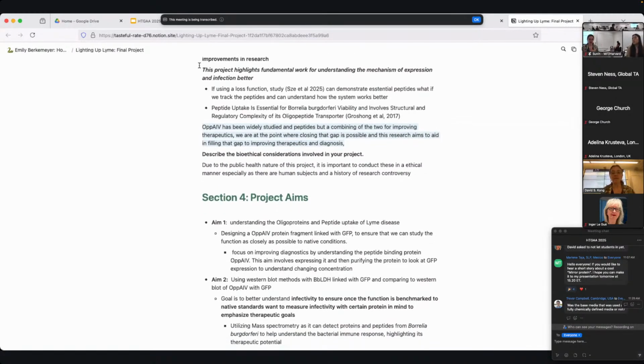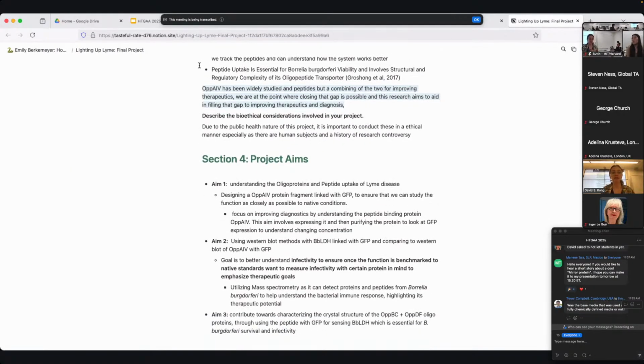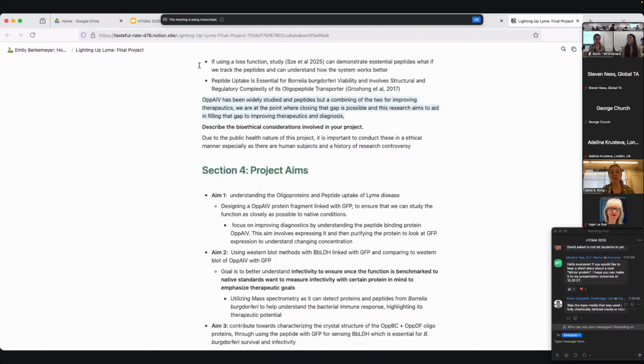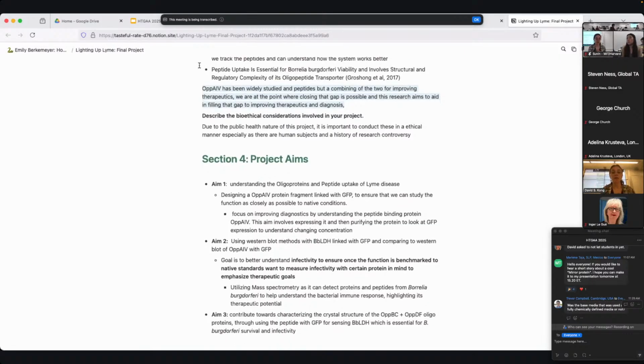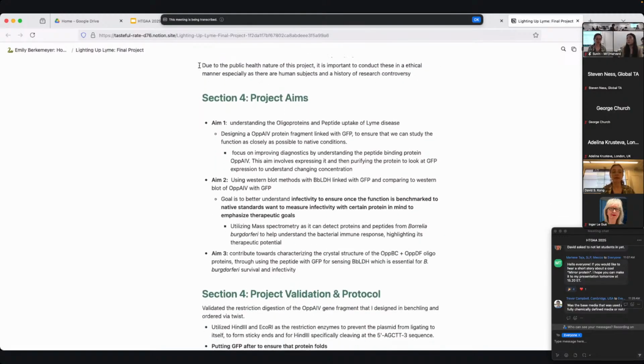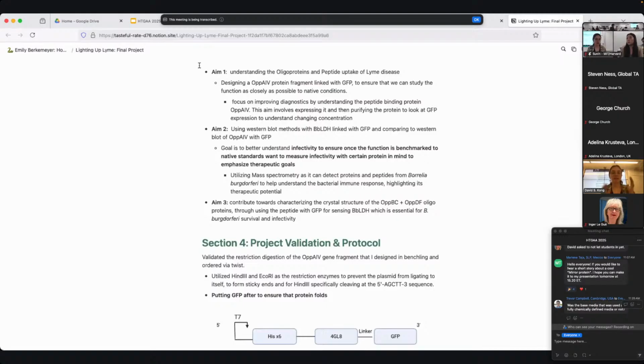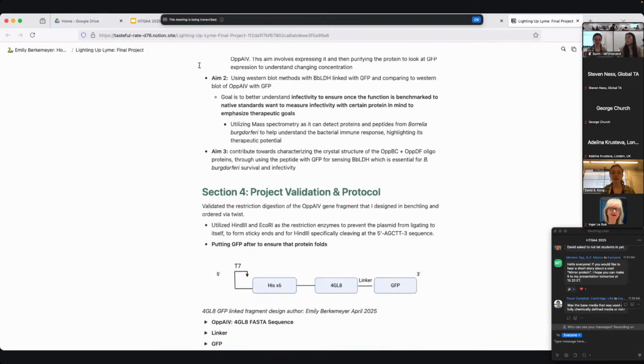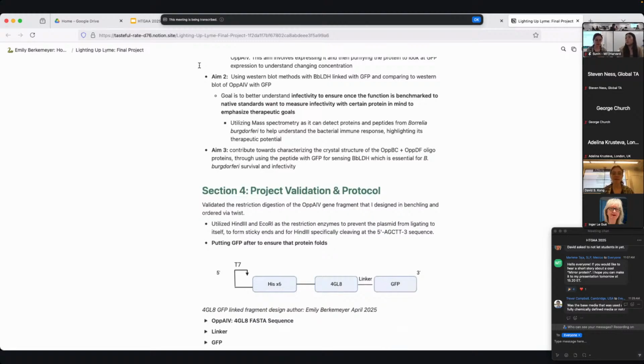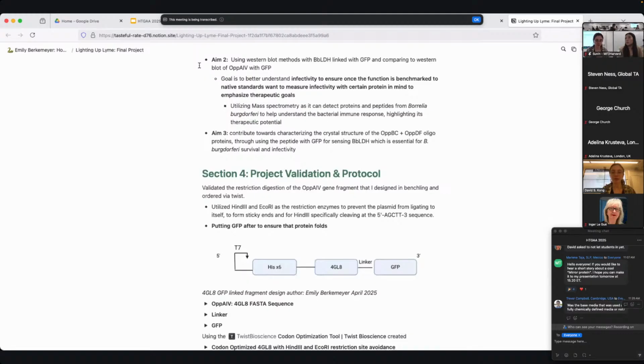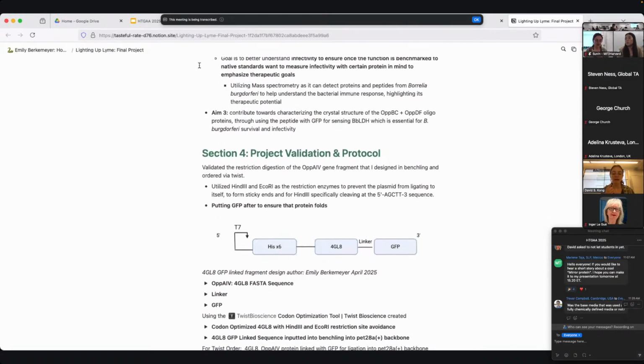So this project highlights fundamental work for understanding a mechanism of infection and expression. And there's actually been a recent study as of March 2025, which really focused on and helped me focus on where a gap in this knowledge is. So my overall aims are outlined here: trying to design a protein fragment linked with GFP, and then, in the future, understand infectivity using different protein purification methods. Hopefully, in the future, being able to use mass spec to highlight and understand more about the crystal structure of these unclassified proteins.